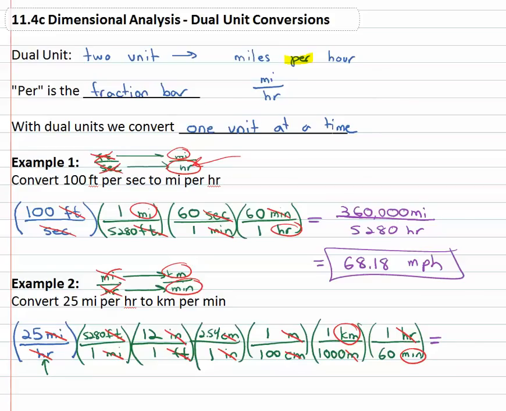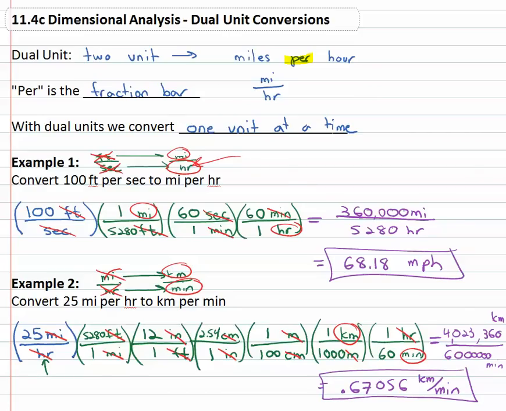So 25 times 5,280 times 12 times 2.54 times 1 times 1 times 1, we get 4,023,360 kilometers. Running out of space here. Over 1 times 1 times 1 times 1 times 100 times 1,000 times 60 is 6 with 1, 2, 3, 4, 5, 6 zeros on it. Minutes. So we divide by 6 million. And we get 0.67056, if we want to be really accurate, kilometers per minute.